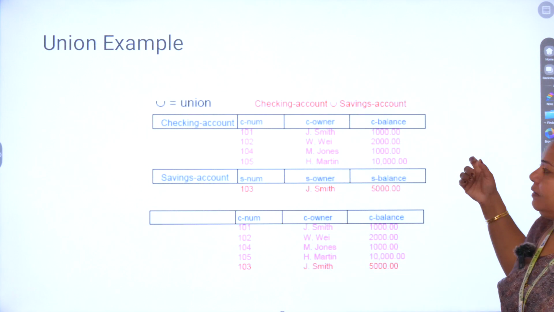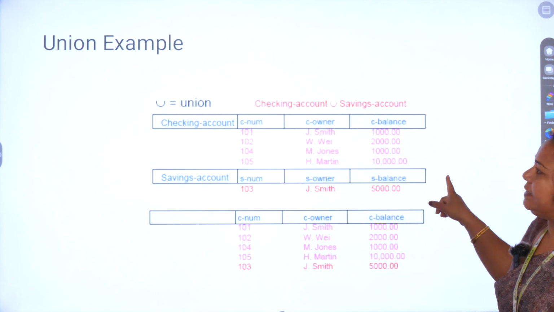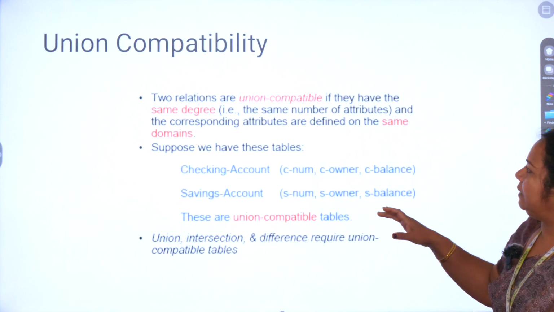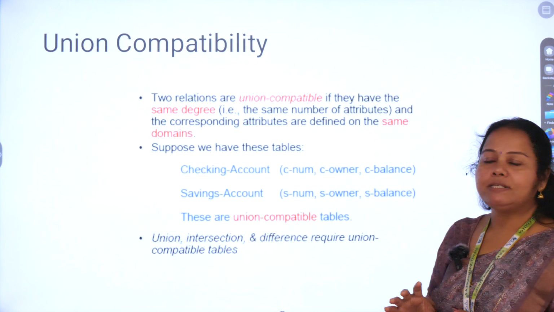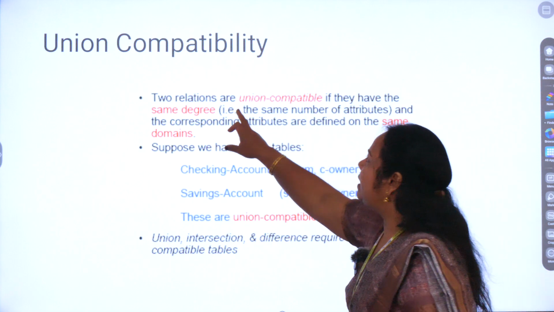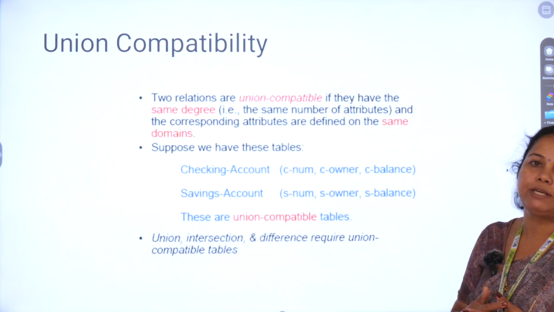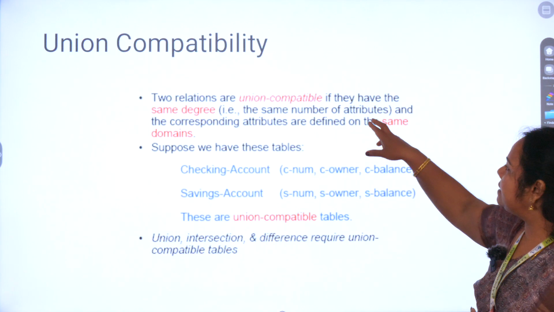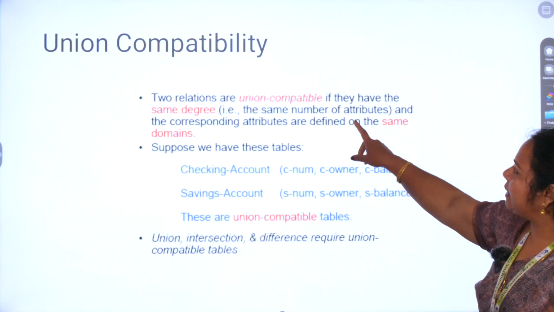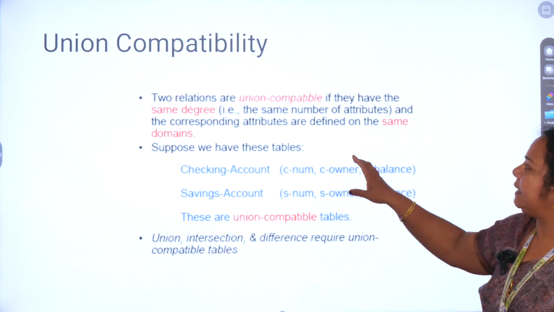One thing to be noted here: if we want to take the union, intersection or difference, the two relations must be union compatible, then only can we unite the two relations. These two relations are union compatible if they have the same degree.